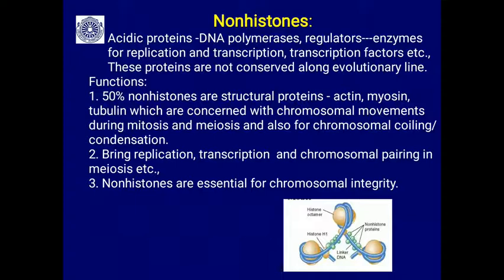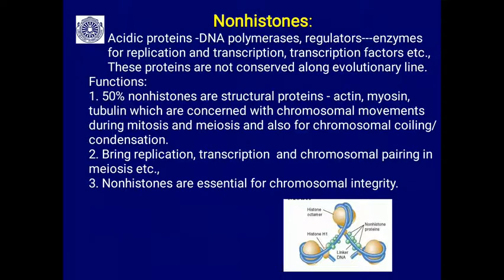And what are the functions of these non-histone proteins? 50% of non-histones are structural proteins, actin, myosin, tubulin, which are concerned with the chromosomal movements during mitosis and meiosis, and also for chromosomal coiling and condensation. The chromosomal movement brought by these actin, myosin and tubulin proteins, they are motor proteins.